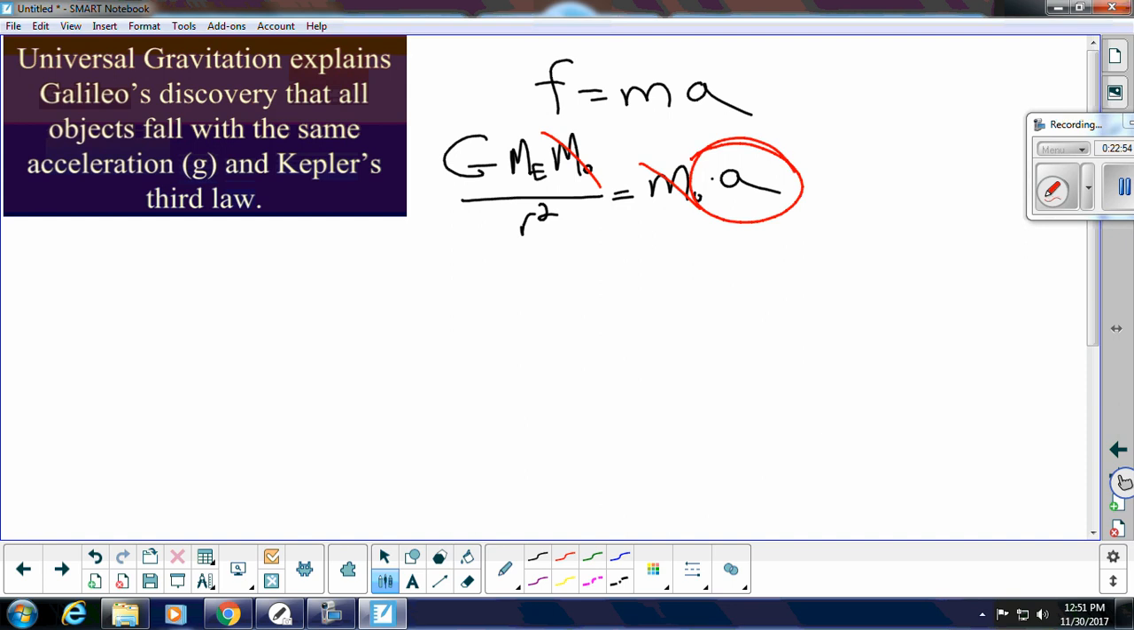And notice that the acceleration of a falling object is determined by big G, which is a constant, the mass of the Earth, which is a constant, and the radius of the Earth. It's not determined by the mass of the falling object. Regardless of the mass of the falling object, they'll all have the same acceleration, assuming that they're falling towards the Earth from the same height, relatively. Does that make sense?